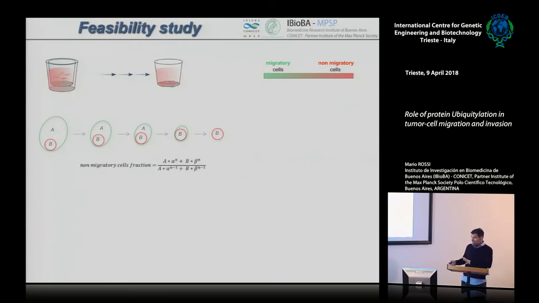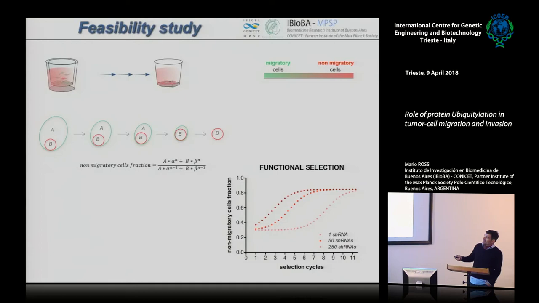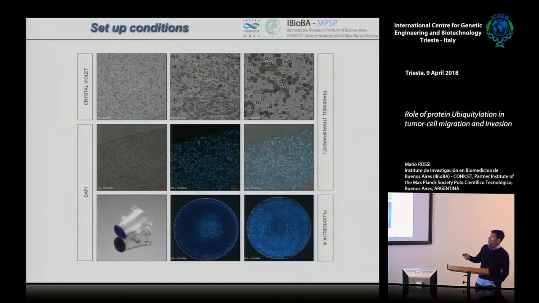So this can be modeled by this formula, and you can change several parameters here. So we said, okay, let's say we have only one shRNA. How many cycles do we have to do, starting from a cell that migrates at this point, to get to what we were looking at, 80% loss of migration? And we saw that it will take around 10, 11 cycles, even if there is only one shRNA, and given the fact that one cycle took Fabiana a couple of weeks, it was compatible with a PhD student and my career as well. So we decided to go on.